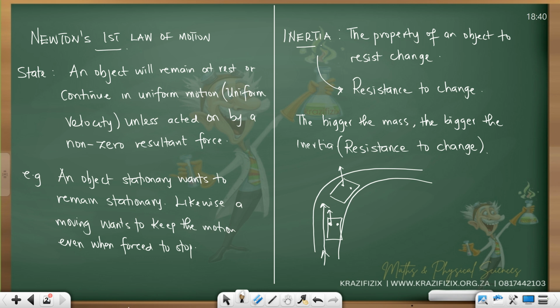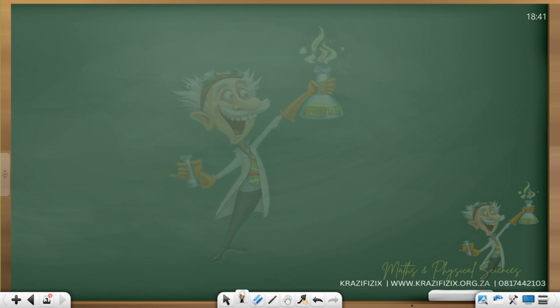Make sense now? Yes, sir. So the bigger the mass, the bigger the inertia. Are we done there? Yes, sir. So if you get into a bus, when the bus stops, what happens? Everybody collides with each other. You've experienced that before? Yes. Good. It's called inertia. So I have stated, we have understood, and we have applied. We're good? Yes, sir. Lovely. Newton's second law.